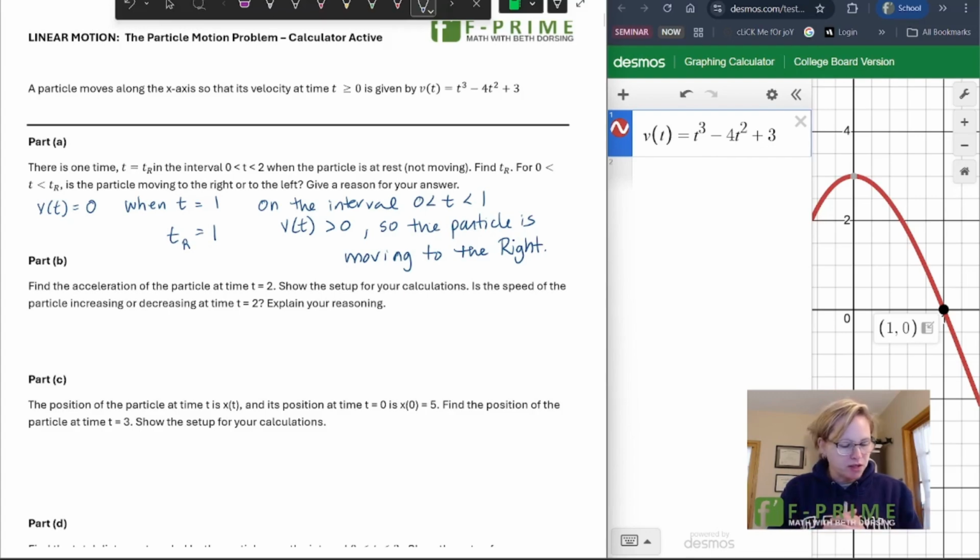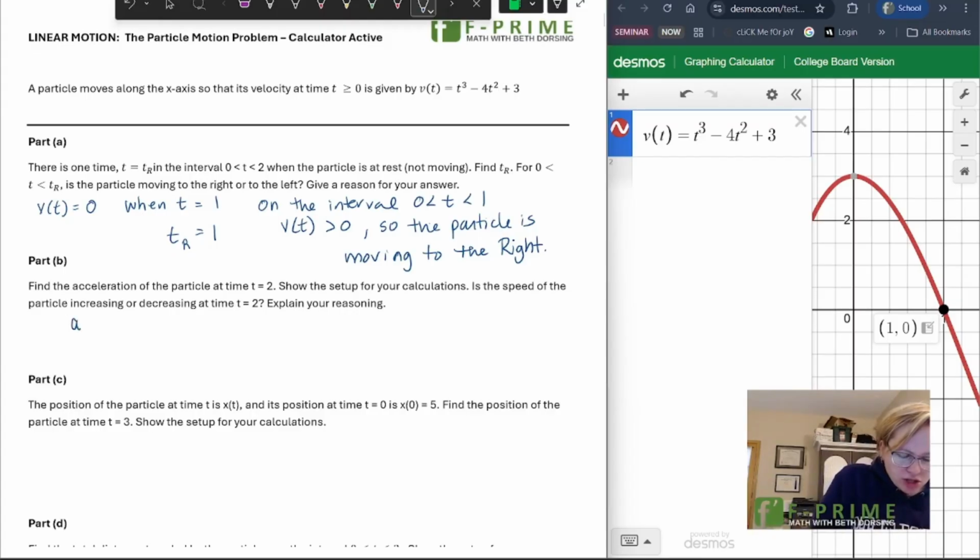So now let's look at part B. Part B says find the acceleration of the particle at time t equals 2. Show the setup for your calculations. Is the speed of the particle increasing or decreasing at time 2? So to find acceleration, you need to know that acceleration is simply the derivative of velocity. So I'm going to write that down. If I think it, I write it.